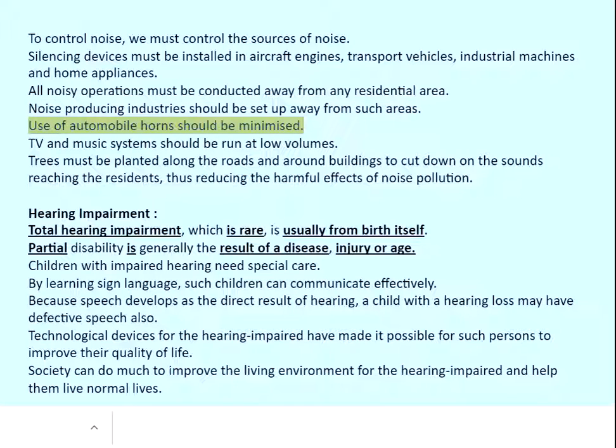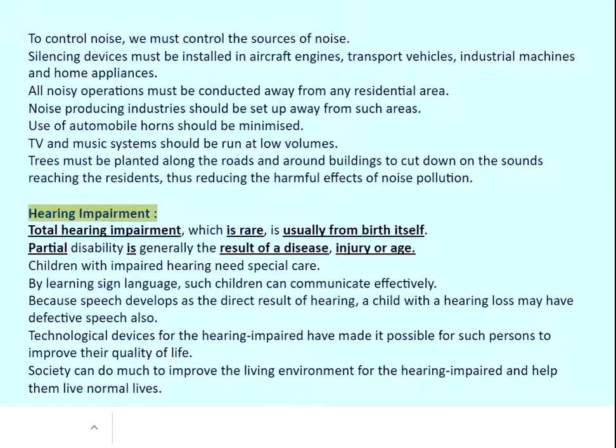Use of automobile horns should be minimized. TV and music systems should be run at low volumes. Trees must be planted along the roads and around buildings to cut down on the sounds reaching the residents, thus reducing the harmful effects of noise pollution.